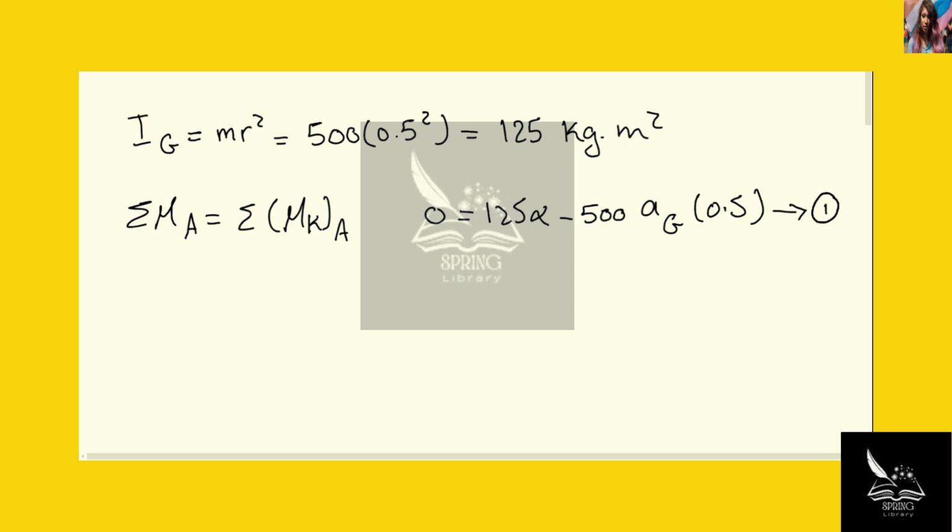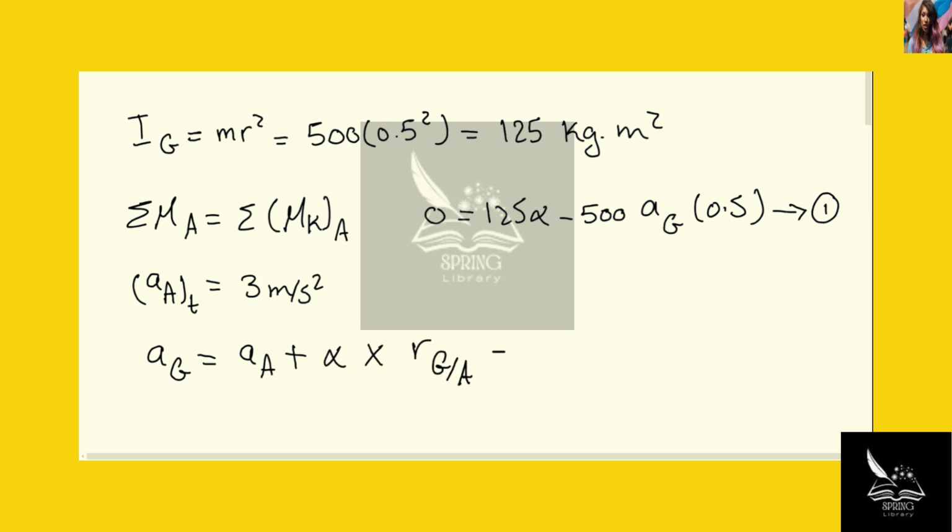Now, since the culvert doesn't slip at point A, we can say that A of A in t direction equals 3 meters per second square. Applying the relevant acceleration equation, we have Ag equals AA plus alpha cross RGA minus omega square RGA.